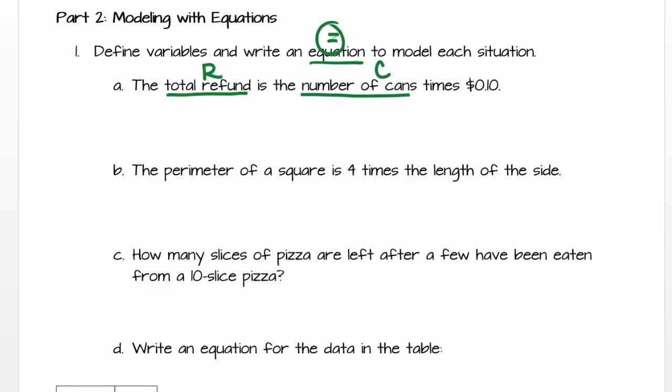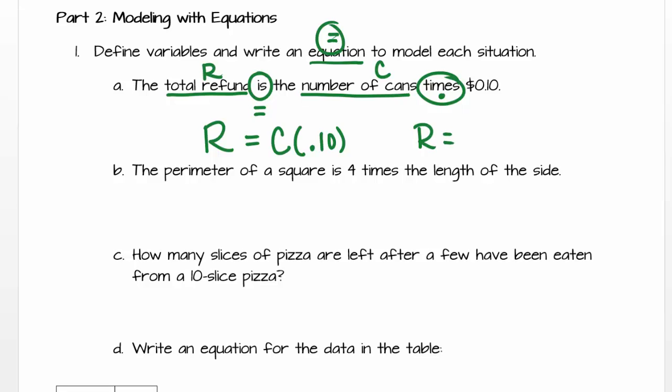So the total refund is the number of cans times 10 cents. Remember that the word is means equals, and times, that one's pretty self-explanatory, that means multiplication. So there you go, there's your equation. The total refund equals the number of cans times 10 cents. And you could obviously write this as R equals 10 cents times C. Either one works.